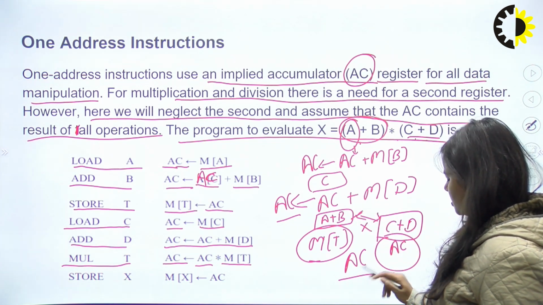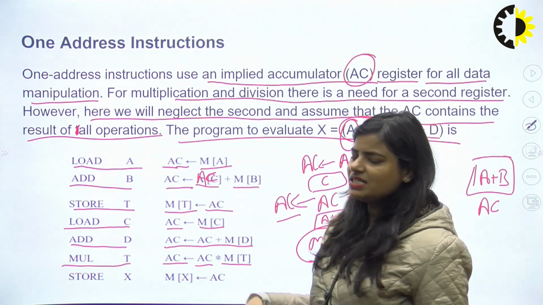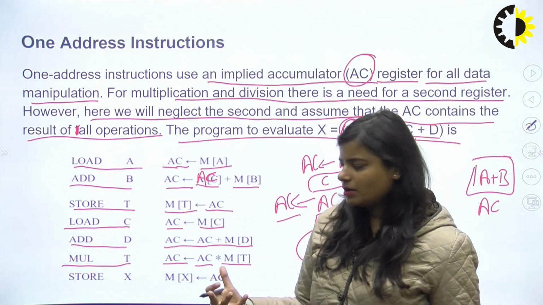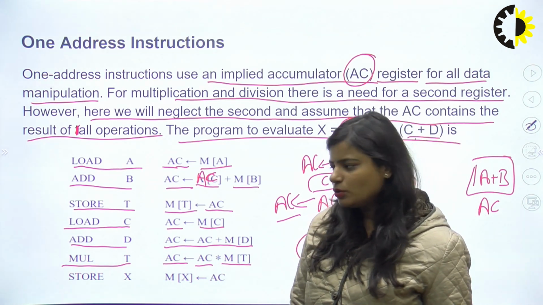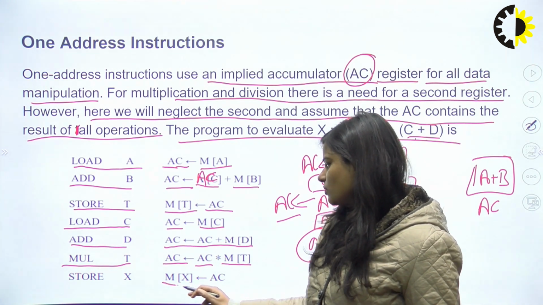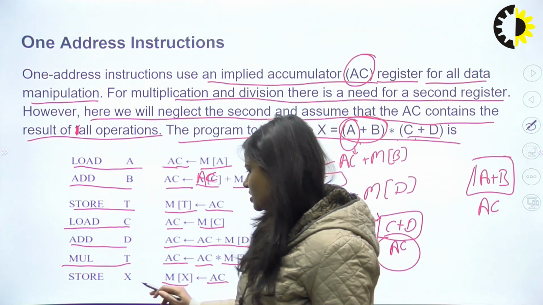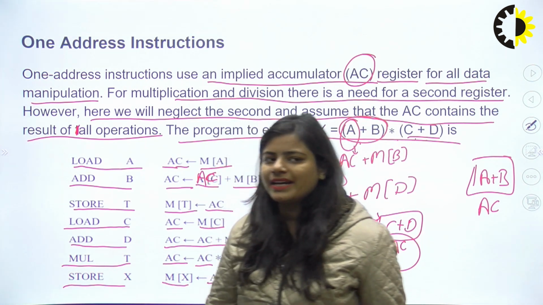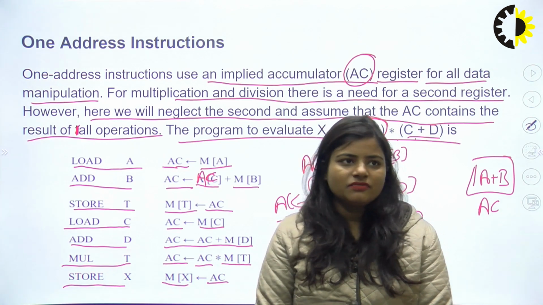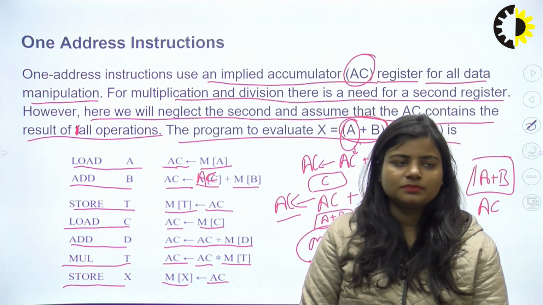Okay, AC is indicating the final expression, but AC cannot store data for a long time. We have to transfer the data into a memory location. So we choose again a memory location X. We will put all the data of AC into the memory location X, which is STORE X. I hope you are clear with this one address instruction.